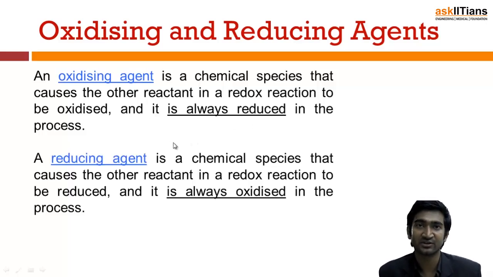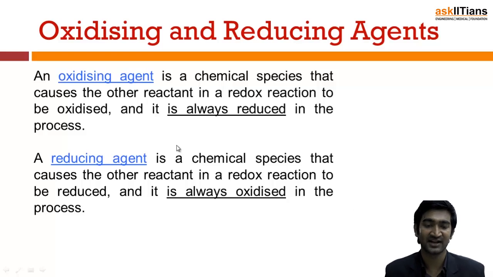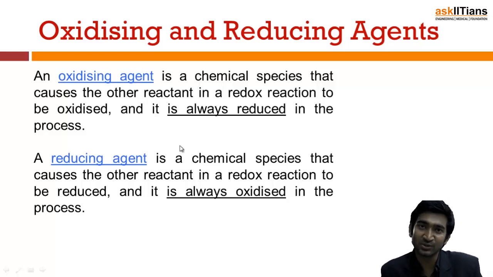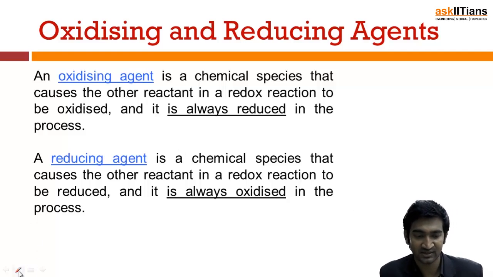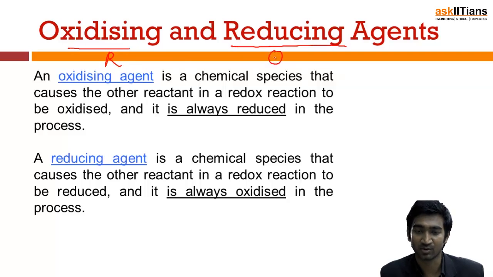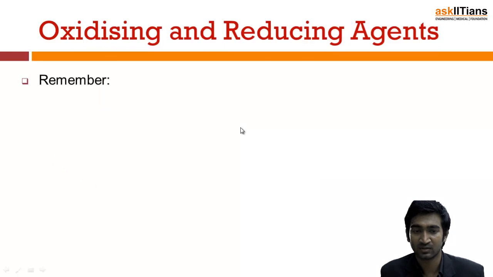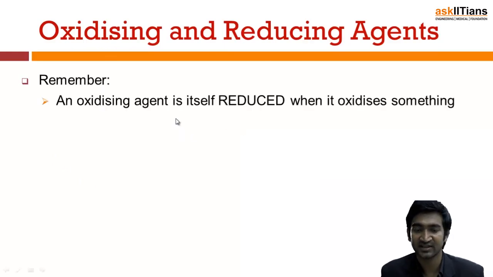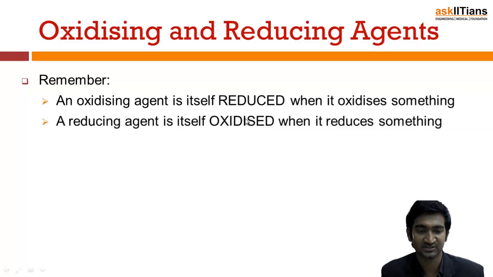And what is a reducing agent? A reducing agent is a chemical species that causes the other reactant to get reduced, and itself will get what? Oxidized. So just remember, the one which is oxidizing will get reduced, the one which is reducing will get oxidized. Remember that an oxidizing agent is itself reduced when it oxidizes something, and a reducing agent is oxidized when it reduces something. Here is the example, guys.